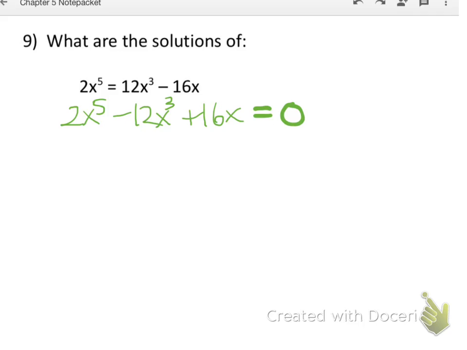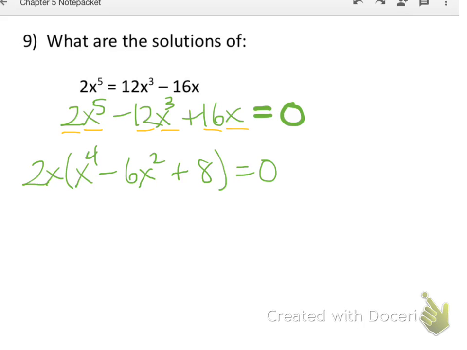I just personally think it's easier to factor when it's positive. And now you're going to look for a GCF, and they're all even, so we can factor out a 2, and they all have an x. So when we factor out the 2x, we're left with x to the 4th minus 6x squared plus 8. So again, treating this one the same way we did that last one with the x to the 10th, what multiplies together to give us 8 that adds together to give us negative 6?